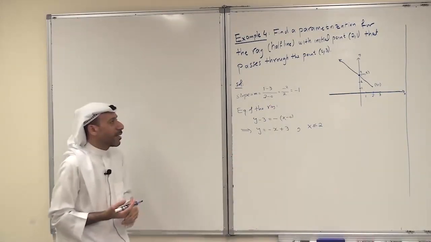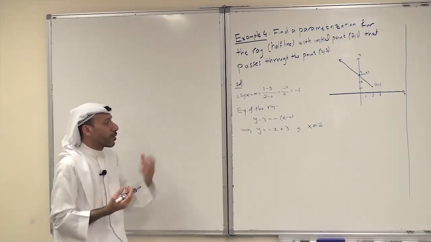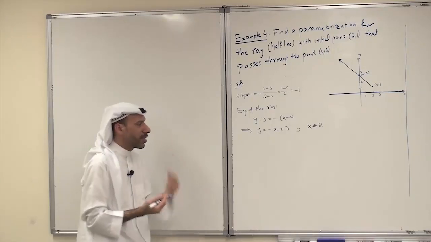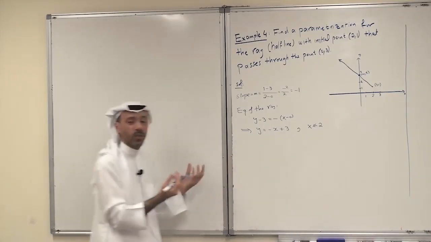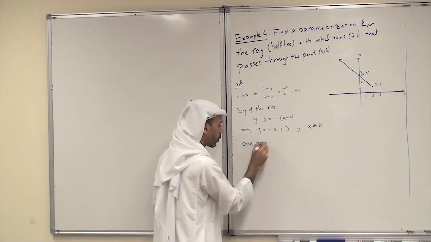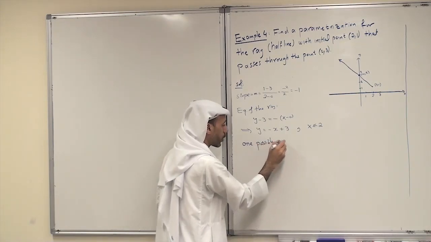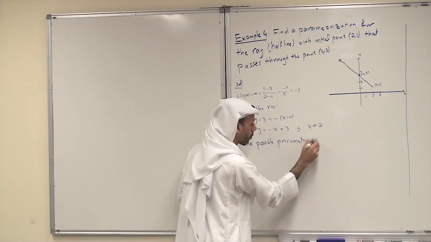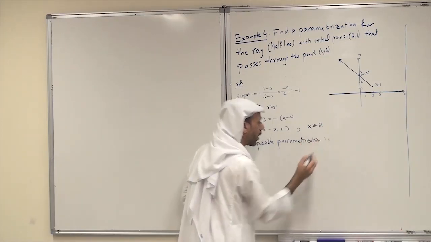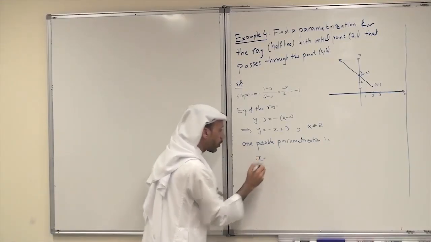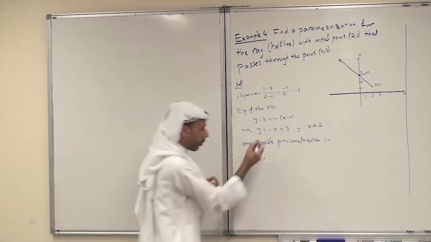To find parametric equations for the ray, in fact, again, there is more than one way, but it is enough to find one. And we use the simplest one. The simplest one is the following. So we say one possible parameterization is given by the following. You take x to be the parameter, the name of the parameter t.